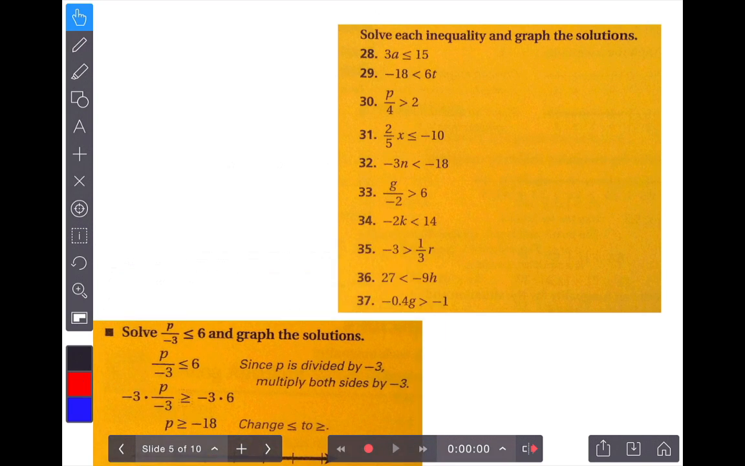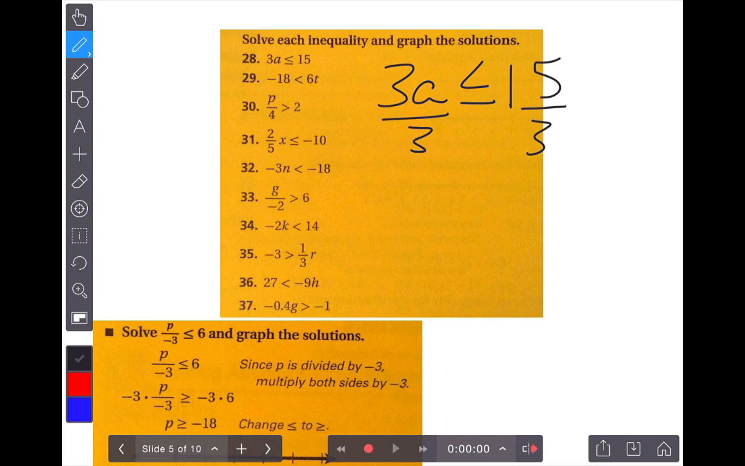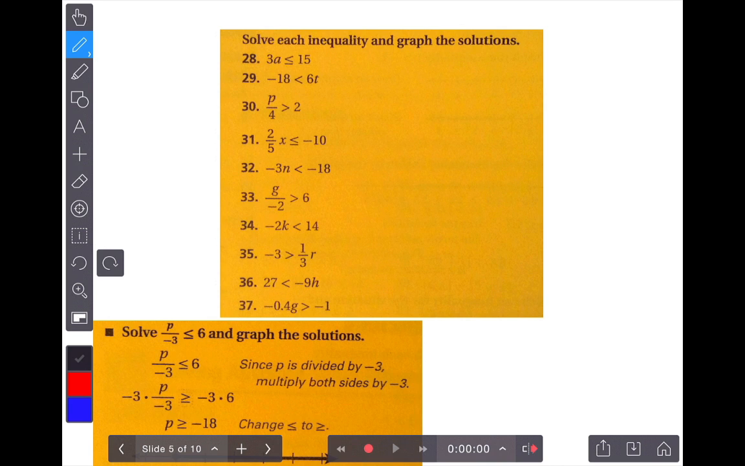All right, so on this particular problem, it says solve each inequality and graph the solutions. Well, if you notice, all of these either deal with multiplication or division. Like this is 3a is less than or equal to 15. So you would divide by 3, and you'd get a is less than or equal to 5. And then, of course, you would graph it. Now, that's for all of these problems on this page, okay? Now, let's take a look at what they did.